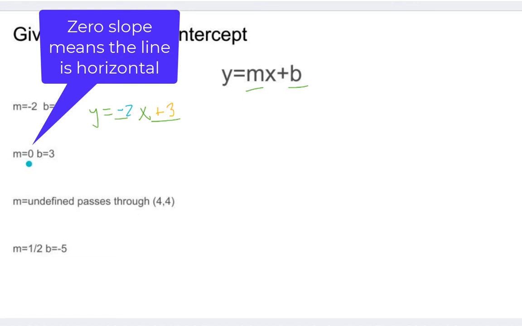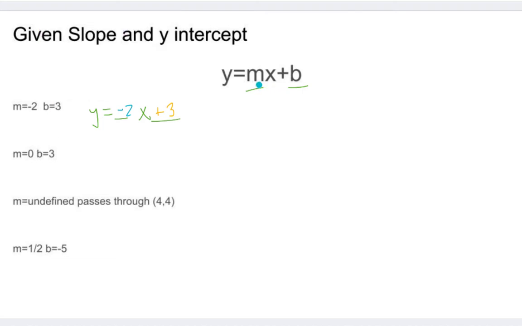So here we see the slope is 0. So we know this line is horizontal. And 0 times any x number is going to be 0. So that's going to disappear. We're just going to have y equals b. So all we need is y equals 3.